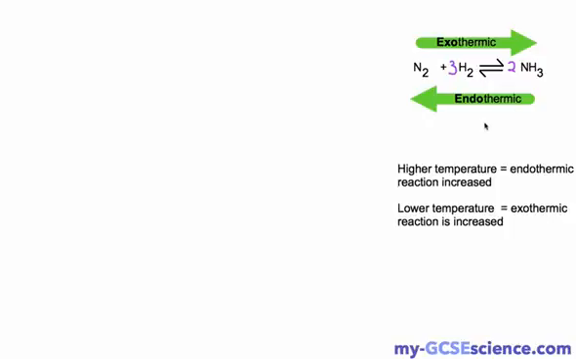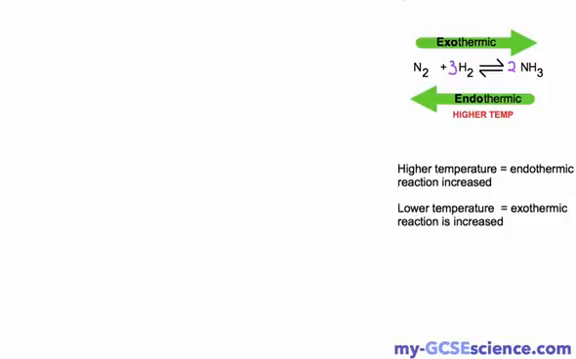That means it takes in heat energy from the environment. So if we have a higher temperature, the endothermic reaction is increased. So in our reaction vessel, if we raise the temperature, the endothermic reaction is increased. In other words, going from ammonia to nitrogen and hydrogen, that reaction is increased.